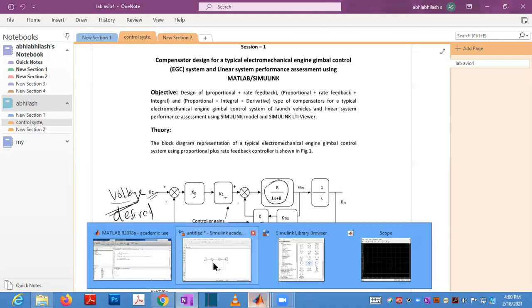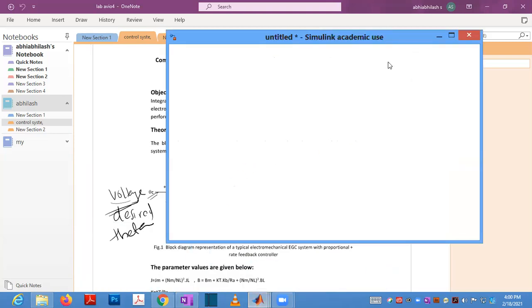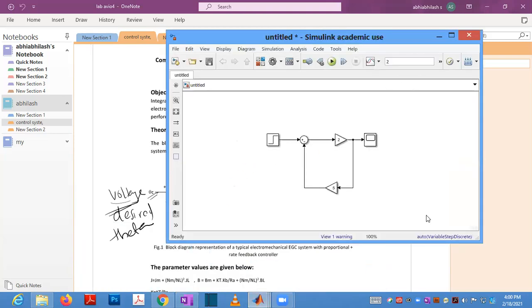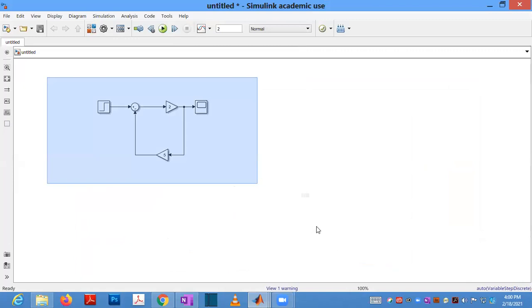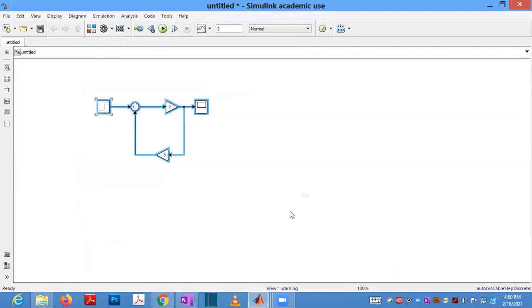So open Simulink. In Simulink, you have to go to the Simulink library browser. Simulink library browser.